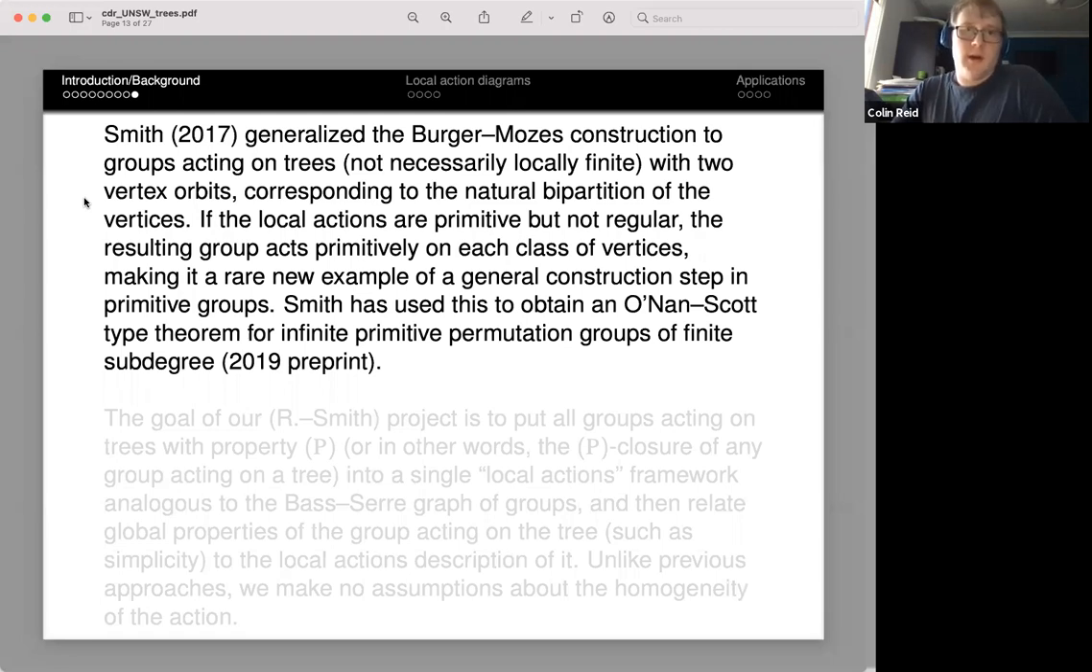To explain what primitive is, basically, if you have a permutation group, one of the natural ways to break it down is to find a system of imprimitivity, which is sort of an equivalence relation on the set it's acting on that's preserved by the action. And a primitive permutation group is one that doesn't preserve any non-trivial system of imprimitivity. It doesn't preserve any non-trivial equivalence relation.